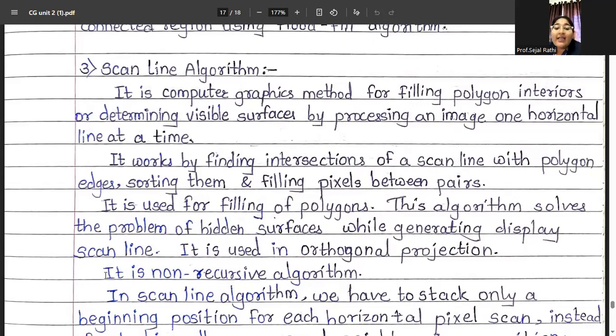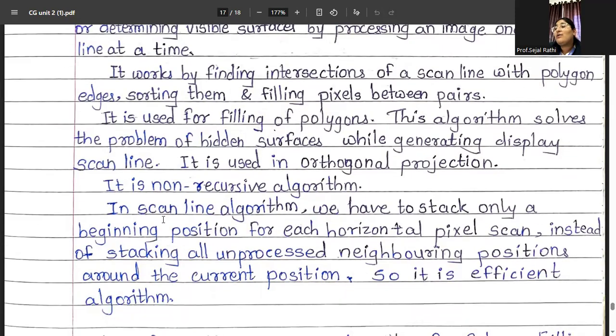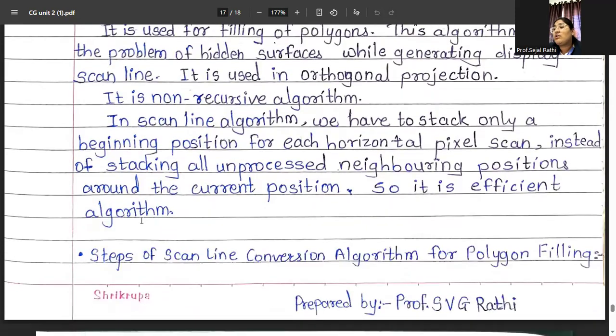In the scanline algorithm, we have to stack only beginning positions for each horizontal pixel scan, instead of stacking all the unprocessed neighboring positions around the current position. So it is an efficient algorithm.